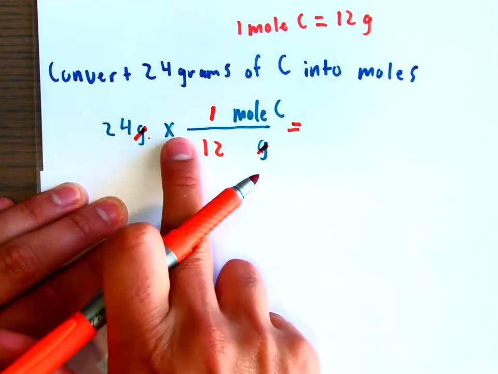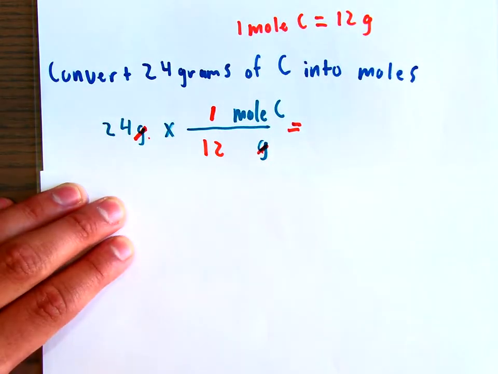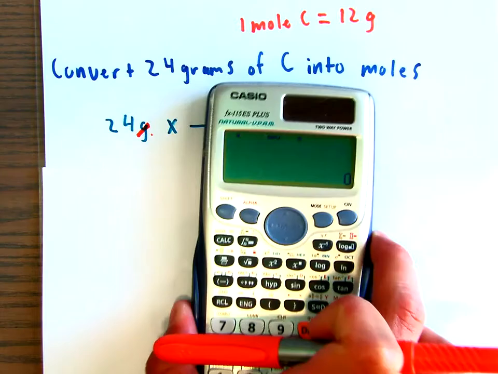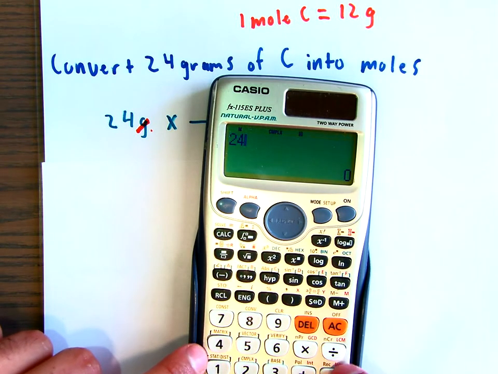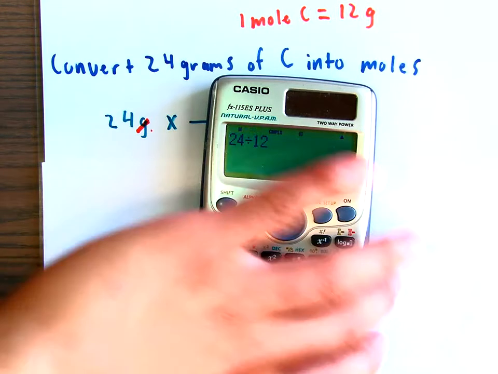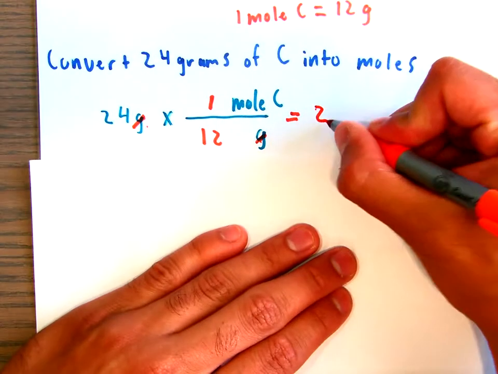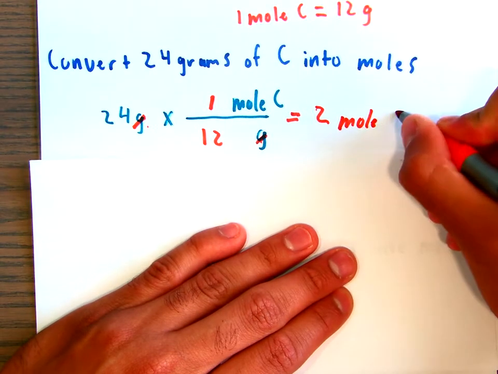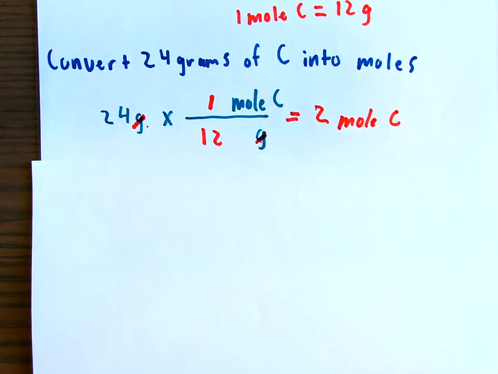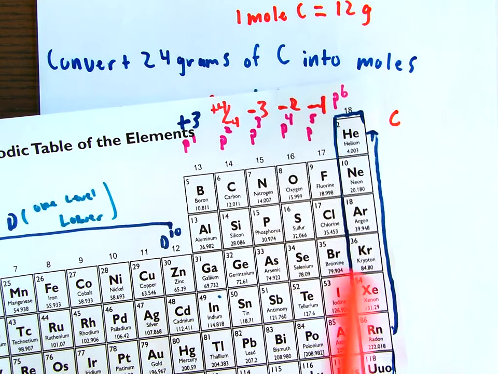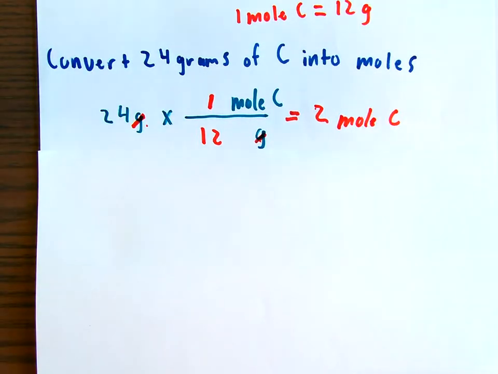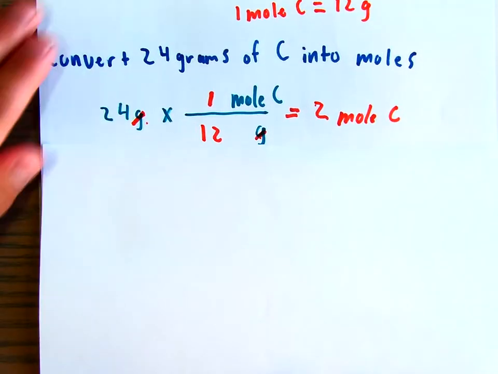I multiply the top, 24 times 1, divided by the bottom. 24 times 1 divided by 12 gives me 24 divided by 12. I can do that in my head, but I'll show you. 24 divided by 12 gives me 2. My units left over are moles of carbon. So same way we've been doing conversions before. And if you think about it, it makes sense, because if 12 grams equals 1 mole, then 24 grams would equal 2 moles of carbon. All right, so let's do another conversion.